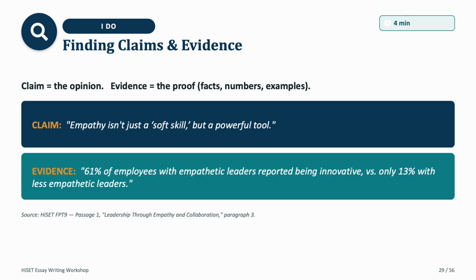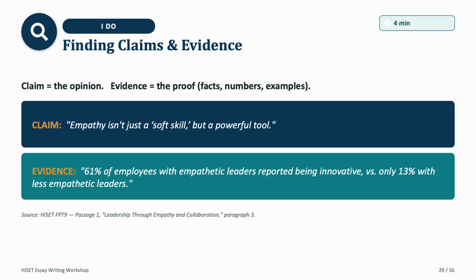Remember our vocabulary? Claim and evidence. A claim is an opinion, while evidence is the proof that supports that opinion. Let's look at an example from the leadership passage, passage 1, leadership through empathy and collaboration. Okay, and it's paragraph 3. Are you ready? The claim is empathy isn't just a soft skill, but a powerful tool. That's an opinion, okay? Now we're going to look at our evidence.